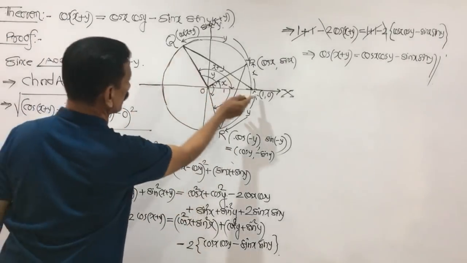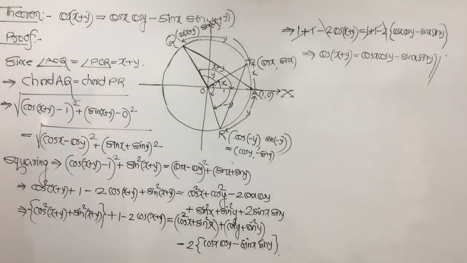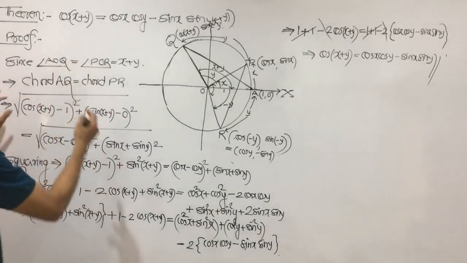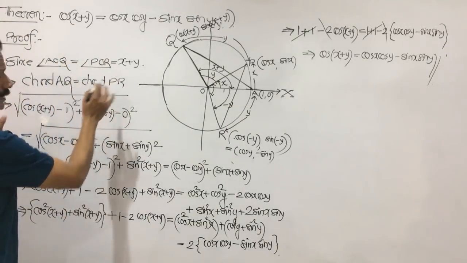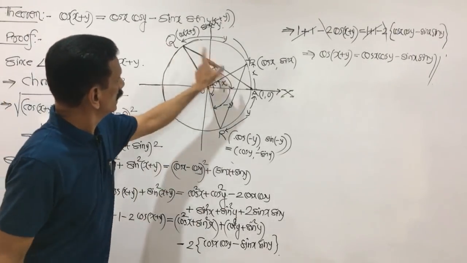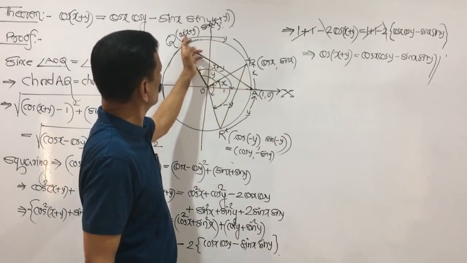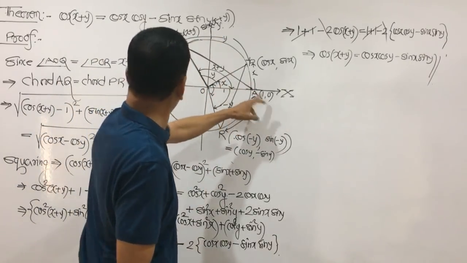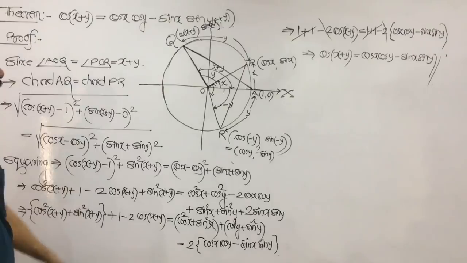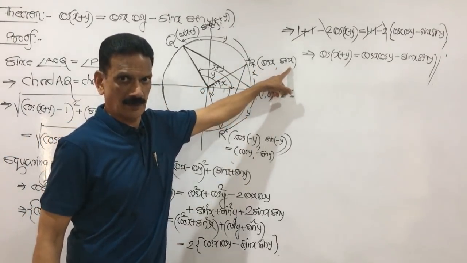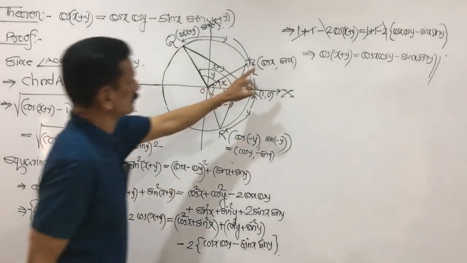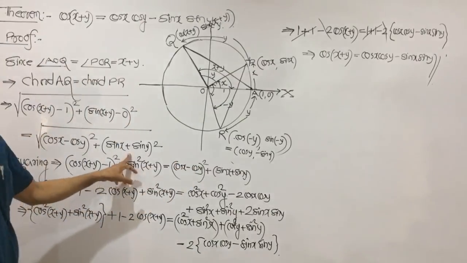So these two chords are equal, by the property of circles which you have studied at school level. Angles are equal means chords must be equal. So by the distance formula, x2 minus x1, where this is x2, y2 and this is x1, y1, we get cos of x plus y minus 1 whole square plus sin of x plus y minus 0 whole square is equal to cos x minus cos y whole square plus sin x plus sin y whole square.